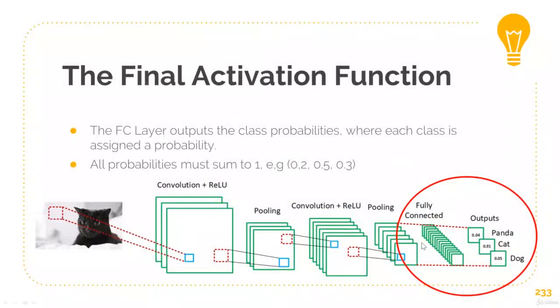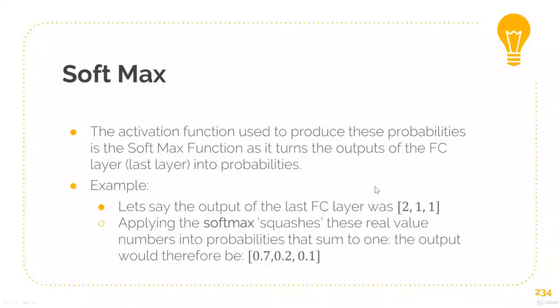So the fully connected stage here is a layer that takes the outputs of the pooling layer and then passes it to the fully connected layer here, which then outputs the class probabilities. So the FC layer outputs these class probabilities, and each one is a probability corresponding to a class. So as you can see, panda, cat, dog. This is clearly a cat. So it does this by using the softmax function.